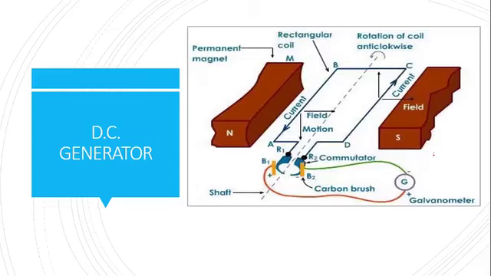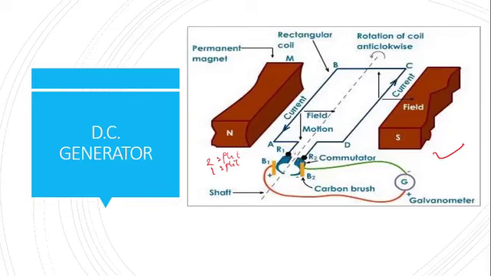So this is an example of a DC generator. Notice here that instead of having two split rings, what we have now is one split ring that has been divided into two segments insulated from each other.